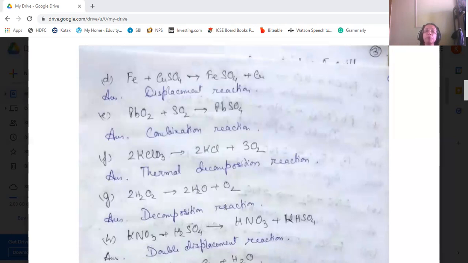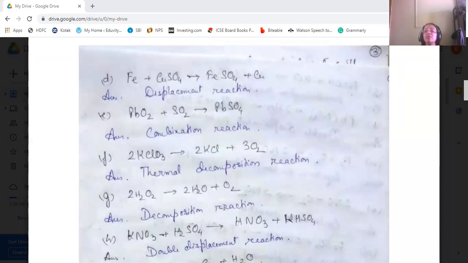Then lead dioxide, PbO2, reacts with sulfur dioxide to form PbSO4. That's a combination reaction, because PbO2 combines with sulfur dioxide to form PbSO4.